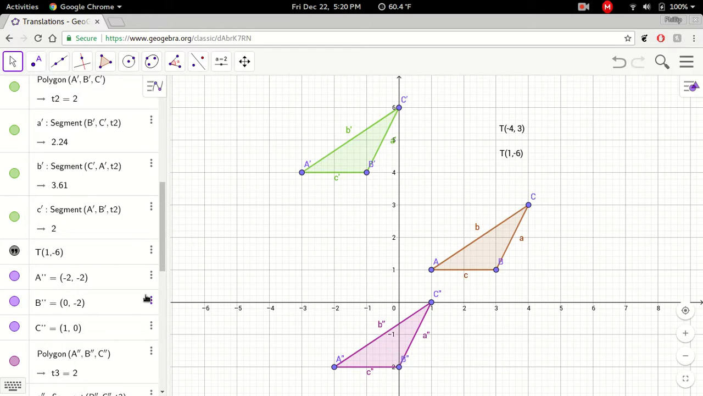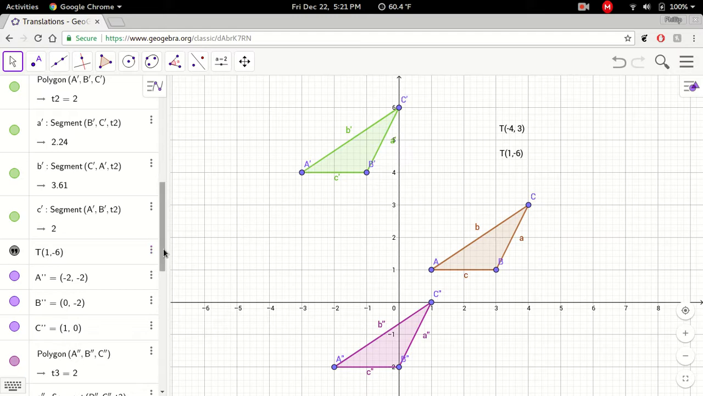And we can check our numbers on this again here too. So for A, it is at the point (-3, 4). If I add 1 to that, I get -2. And if I add -6 to 4, I get -2. So that gives us the point (-2, -2). Perfect. Cool. All right. So that gives our rule for our translations.